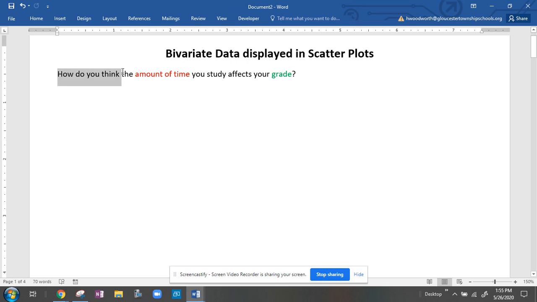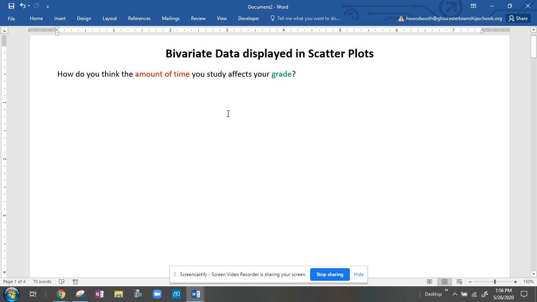So how do you think the amount of time you study affects your grade? All right, so there's bivariate data. So we have 2 variables that both include numbers, or both talk about numbers. So we have the amount of time, and we're saying, how does that affect your grade? All right, the red is your independent variable, the green is your dependent variable.